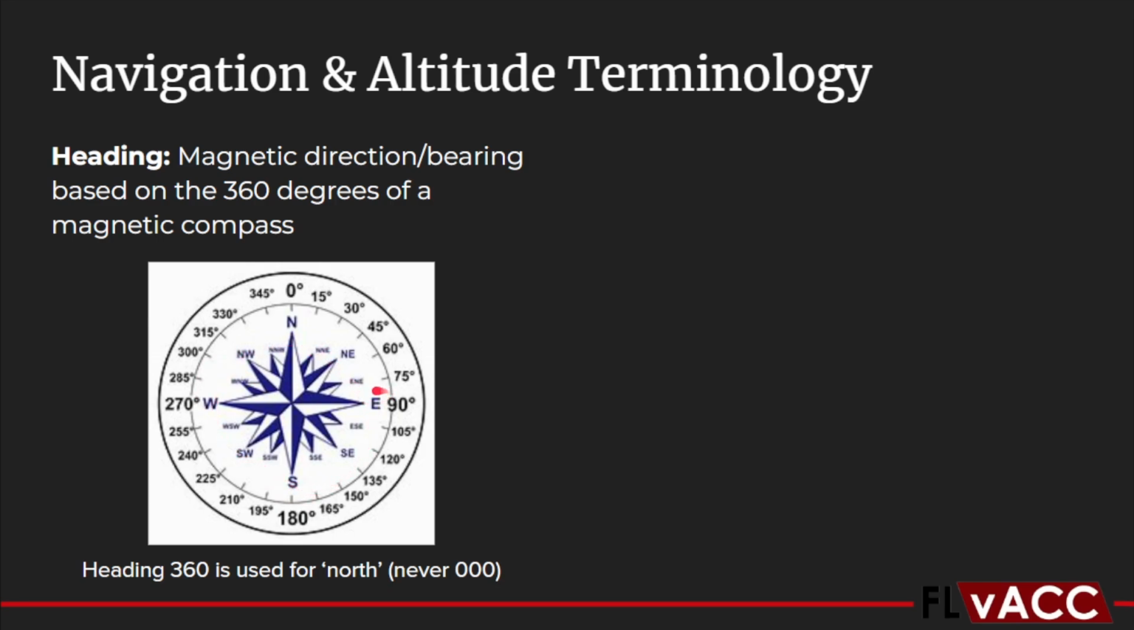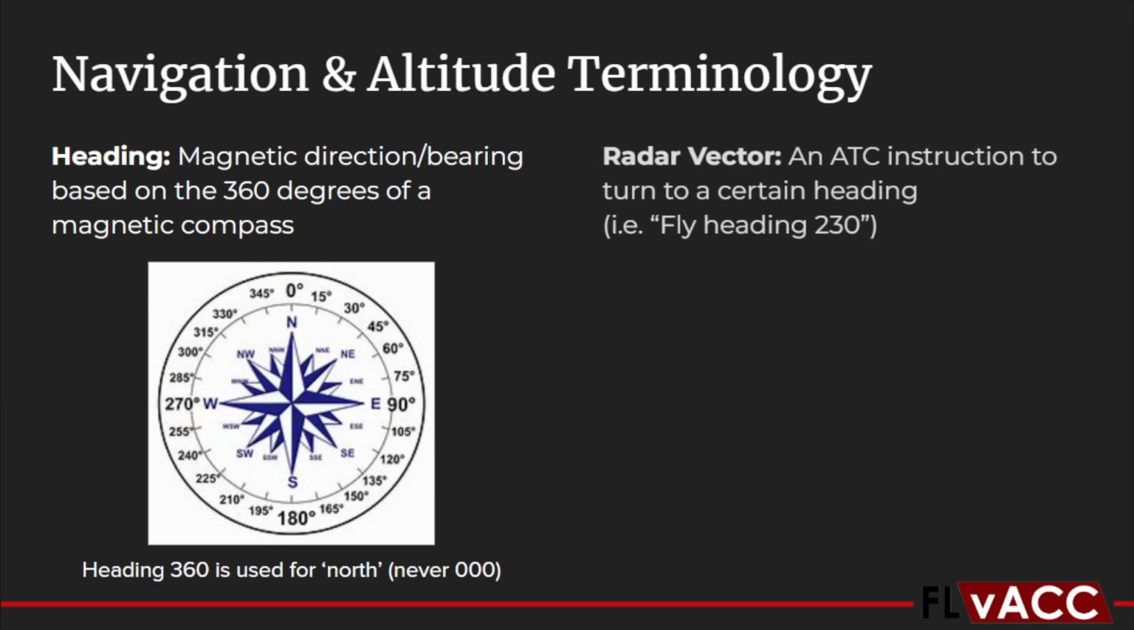Heading 090 would represent east, 180 represents south, 270 west, and we represent north as heading 360, not 000. Next, radar vectors are ATC instructions that tell an aircraft to fly or turn to a certain heading. For example, telling an aircraft to fly heading 230 would tell the aircraft to fly approximately southwest.